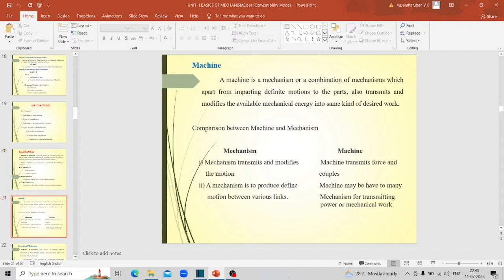Machine, we already know what is machine. A machine is a mechanism or a combination of mechanisms which, apart from imparting different motion to the parts, also transmits and modifies the available mechanical energy into some useful work. That is called machine.